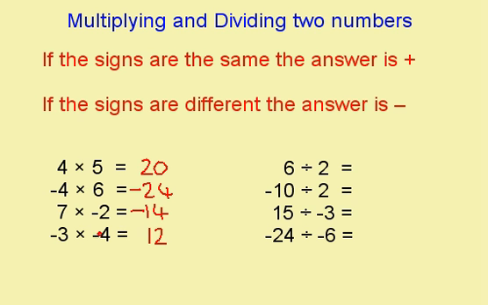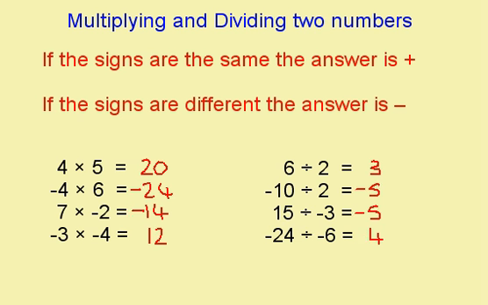The signs are the same, it's a plus. 6 divided by 2, 3. The signs are the same, so it's a plus. 10 divided by 2, 5. We have different signs, so it's minus. 15 divided by 3, 5. Different signs again, so it's minus. 24 divided by 6, 4. The signs are the same, so it's a plus.